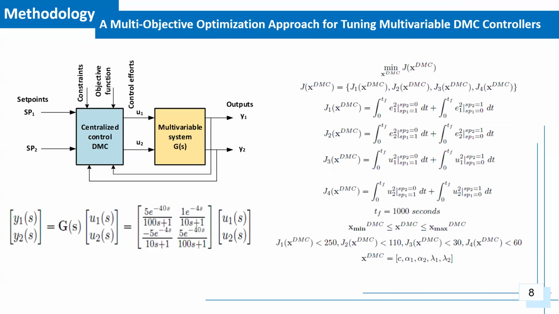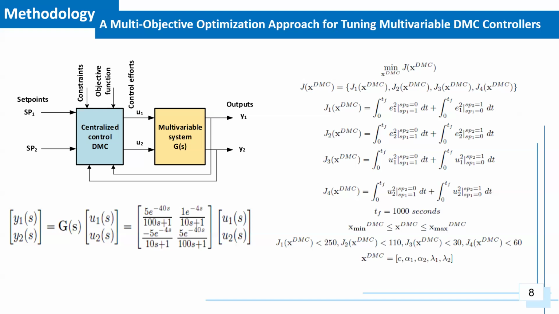To demonstrate the methodological approach proposed in this work for tuning a multivariable DMC controller using a multi-objective optimization framework, we use the multivariable system shown in this slide. In this multi-objective problem, 4 design objectives are defined to evaluate system performance and control action independently. That is, without combining them into a single metric. This allows a truly multidimensional analysis of the problem without losing information relevant to the designer.